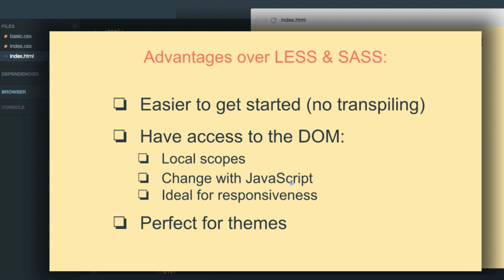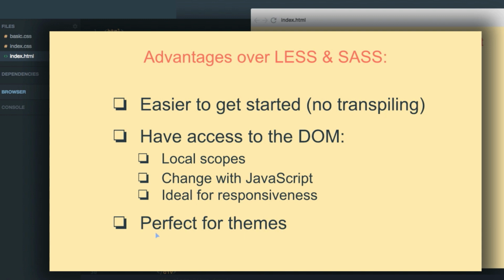For example, if you want to enable your users to, let's say, change the font size of your page. And it's also ideal for responsiveness, as you can change variables, for example, based upon media queries. And neither of these use cases, which I'll show you later, would be possible with Less and Sass. And finally, as we'll see, it's perfect for themes.